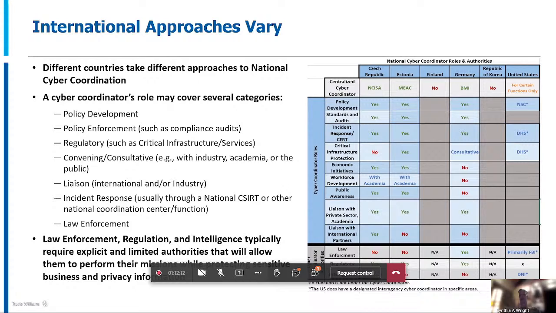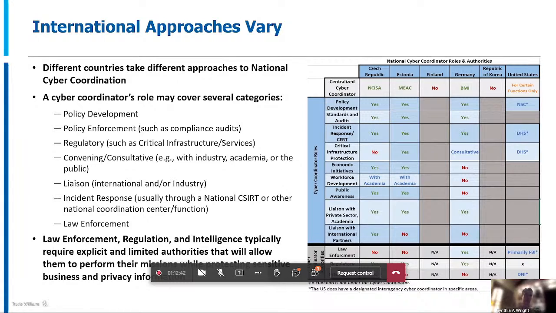That isn't necessarily common, but some countries like Germany, which combines some policy and law enforcement functions in other areas, also does it with regard to cyber. But in most countries, and this is the bottom bullet and the bottom gray section of the table, law enforcement, regulation, and intelligence are usually primary functions that carry their own unique authorities.